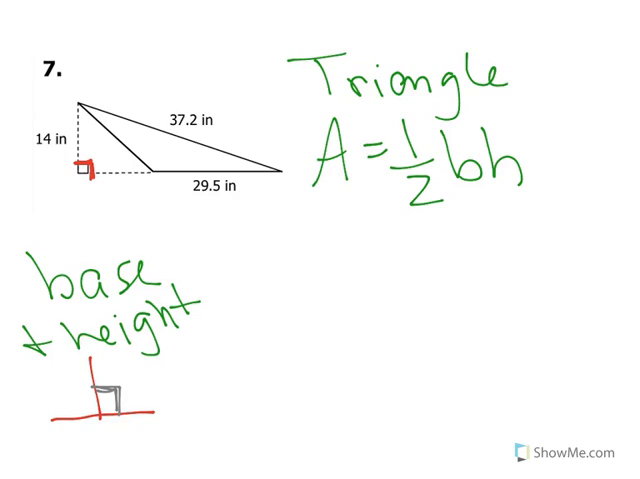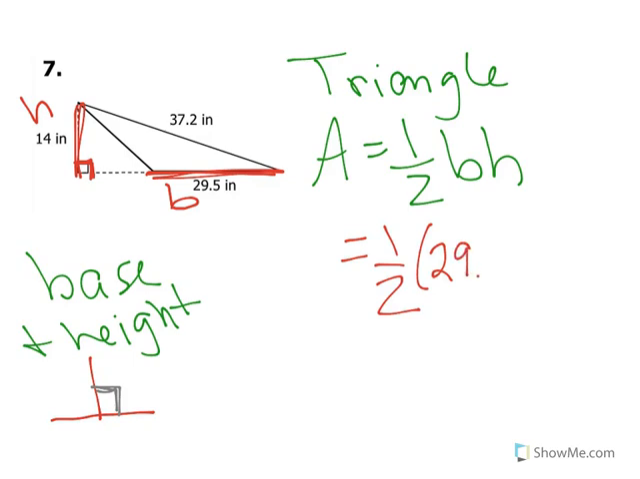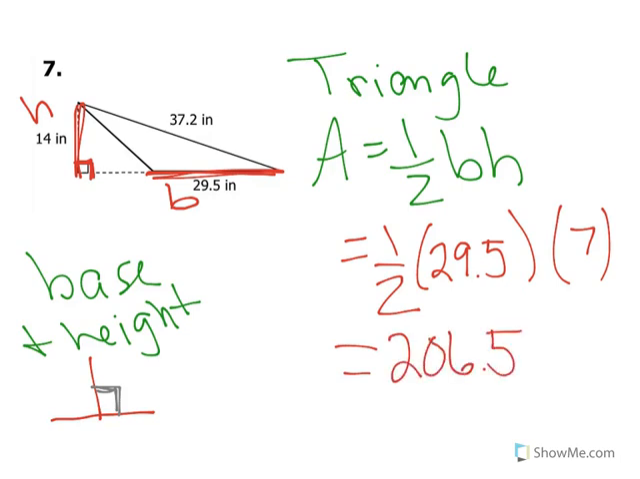So in this case, your height is outside of the triangle and it's kind of an imaginary line. This would be your height. And it forms a right angle with the bottom, so then this line is your base. And that's what you'll plug into the formula. So 1/2 base is 29.5, and then the height is 7. And you can put that right into your calculator, and when you do that, you get 206.5 inches squared.